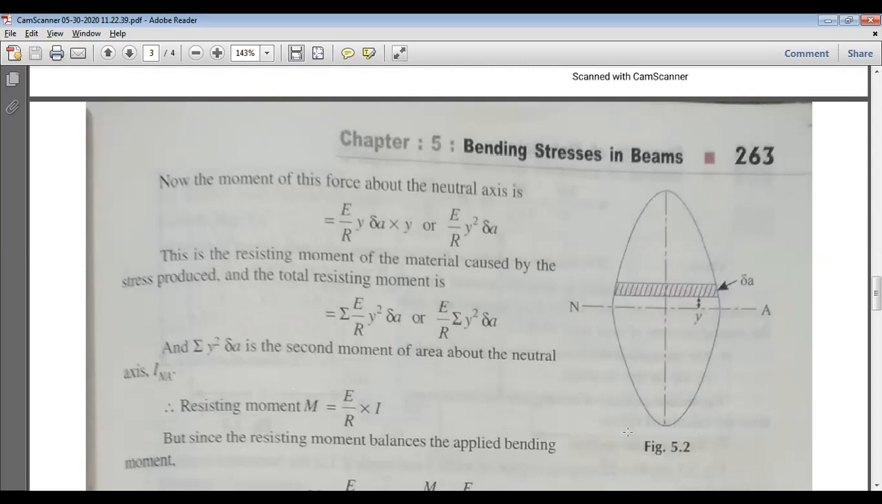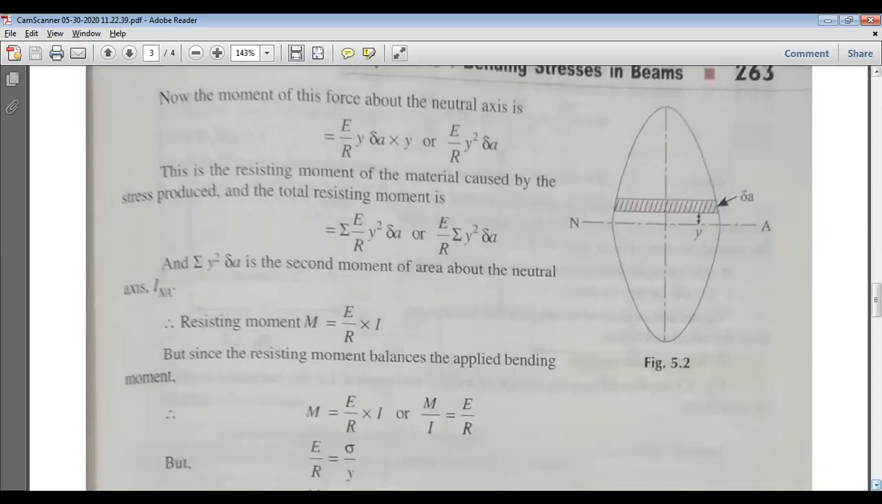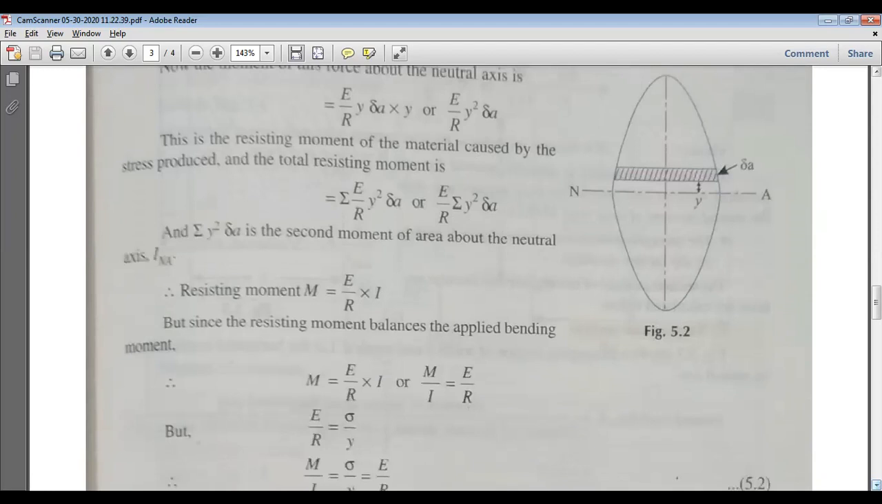So right now we can say M equals E by R into I. Substituting this value in the first equation, we'll find E by R is equal to sigma by y.